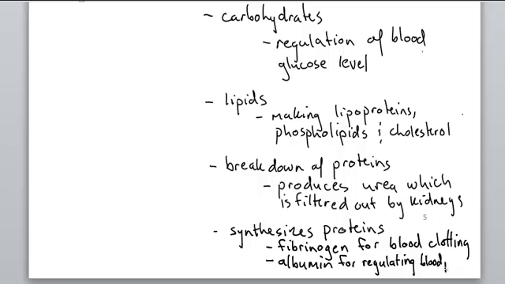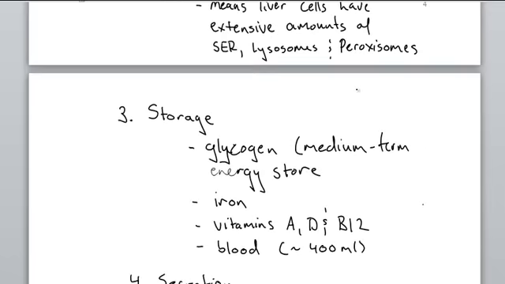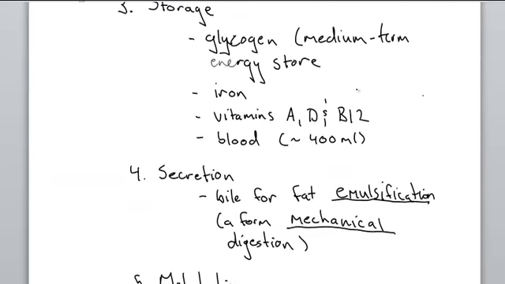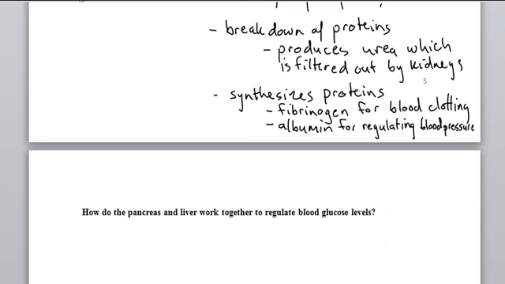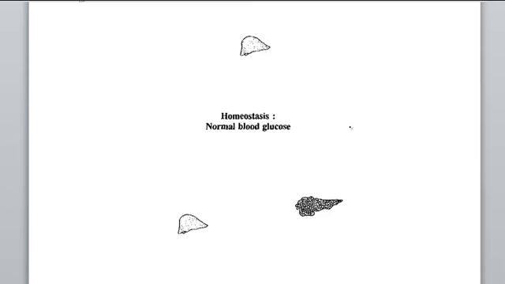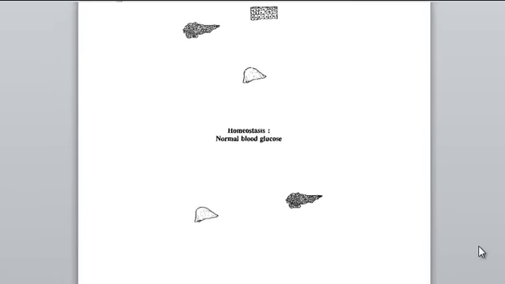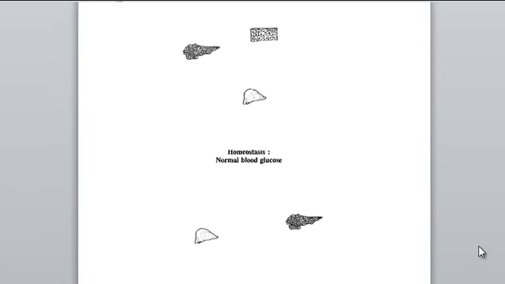And we're going to squeeze this in here. So those are the 5 key functions of the liver, and you really should be aware of all 5, how they work, and if you have any questions, come see me. Now we're going to take a closer look at how the pancreas and liver work together to regulate blood glucose. And what we're going to make here, if we look at the whole page at once, I'm actually going to zoom out, is it's going to make a figure 8 shape.